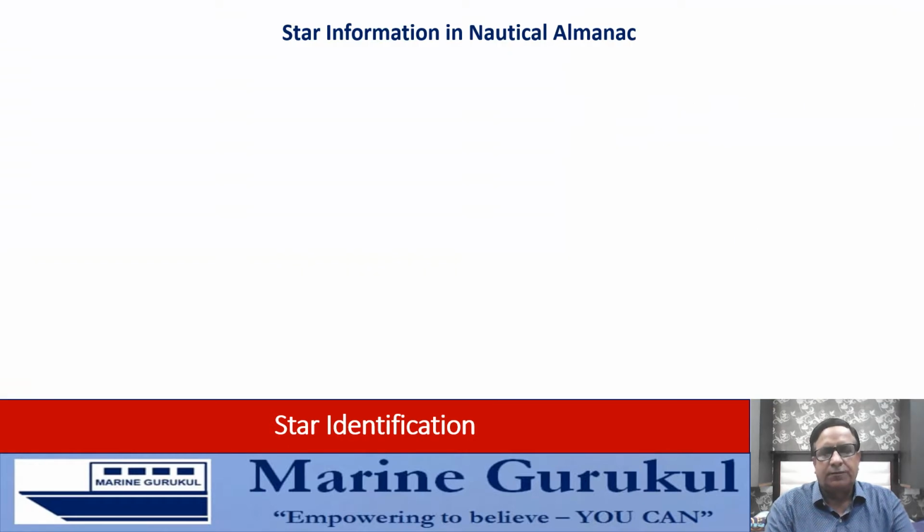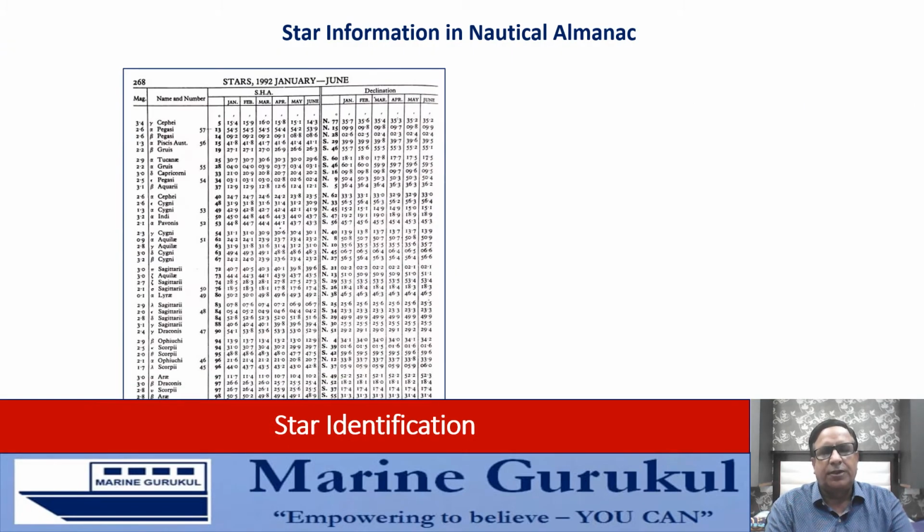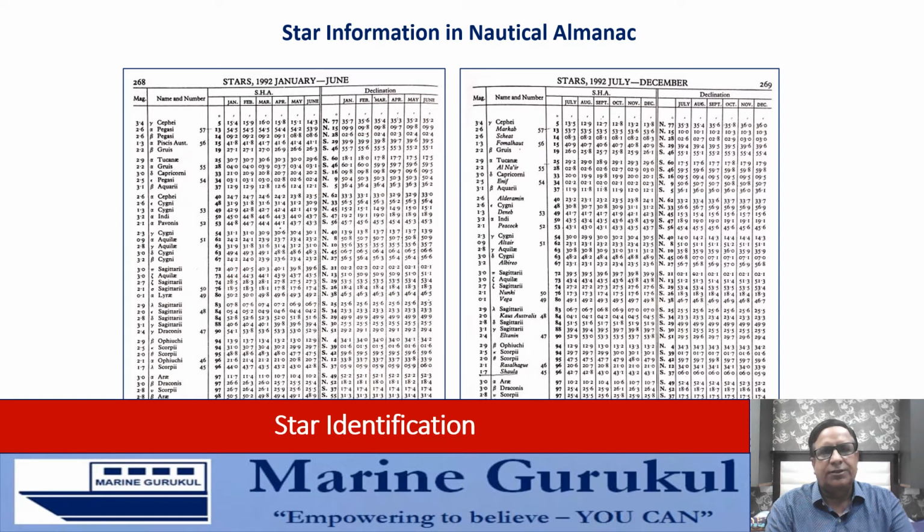Let us now familiarize ourselves with the pages of the nautical almanac that contain the star information. We have these two pages showing up on the screen. We have the first column of magnitude. Next one is the name and number of the star. And then we have the SHA and declination month-wise from January to June on the left page. And for the same set of stars on the right side page, the SHA and declination information is from July to December.